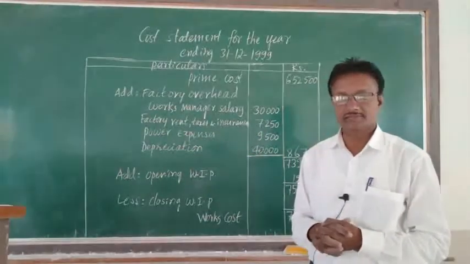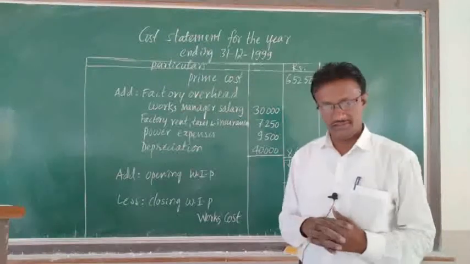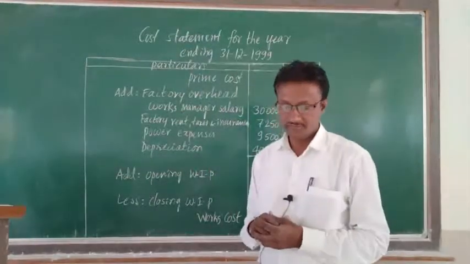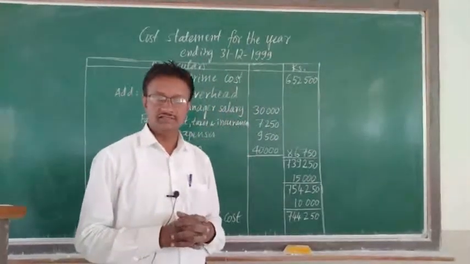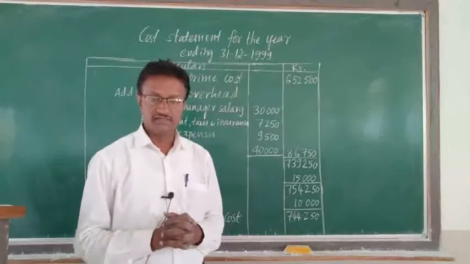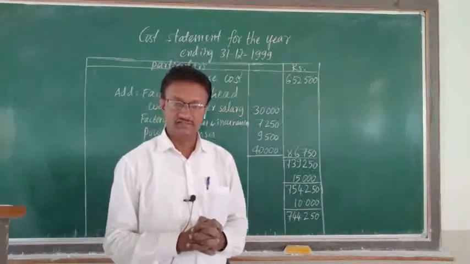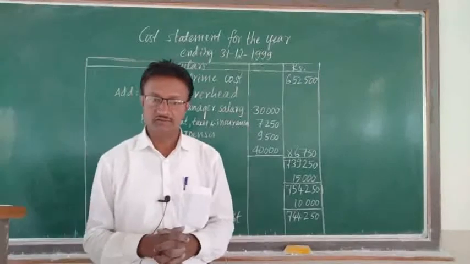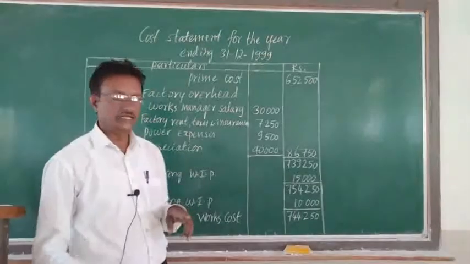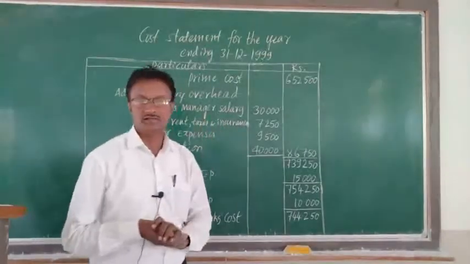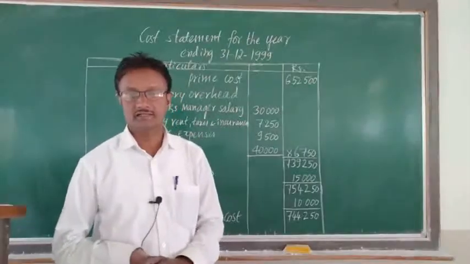The next expense given related to factory is depreciation. Here depreciation is 40,000, and we have to assume that usually depreciation is related to machineries. So in industry machineries are used and they have to be depreciated every year. Because of use, the value goes on diminishing. So we have to assume that depreciation is on machinery. So we are taking this expenditure under factory overhead.